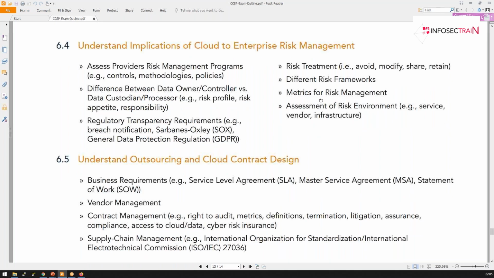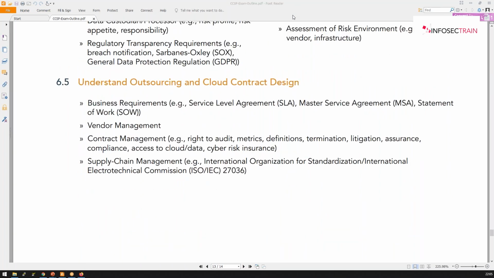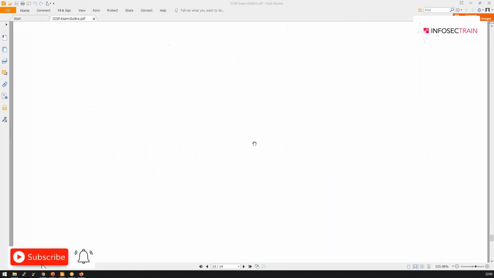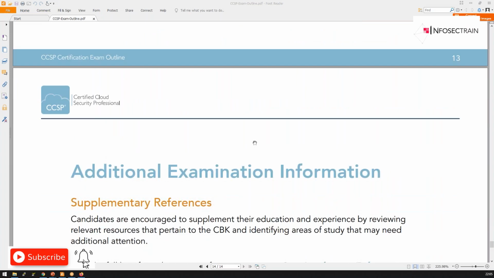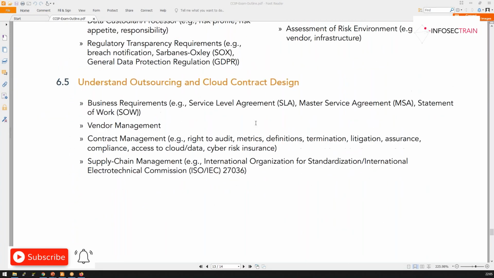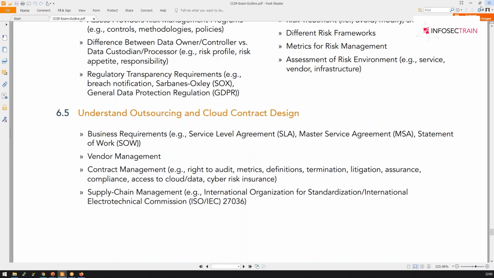And understand the importance of having a proper SLA and how to do proper vendor management, contract management, and supply chain management. These are the whole topics we have in the CCSP exam. Now, team, I hope you are able to follow. Tell me if you have any doubts. I'm just giving an overview only.